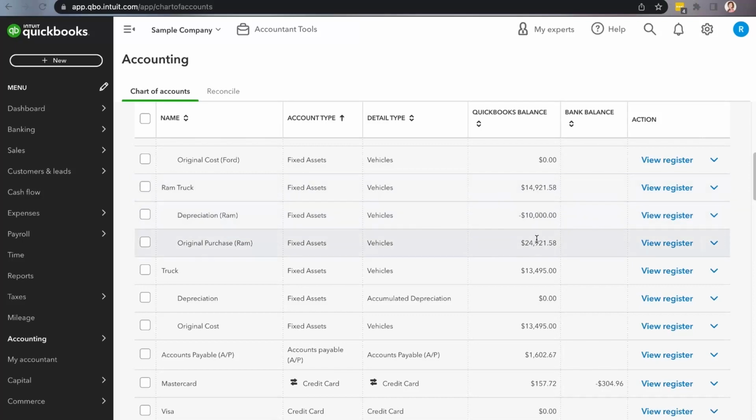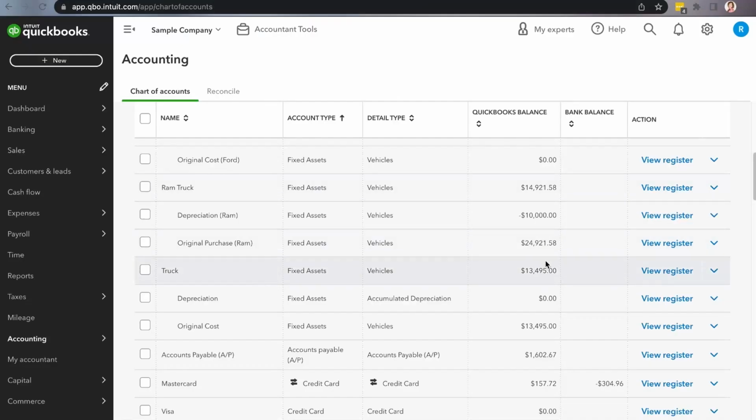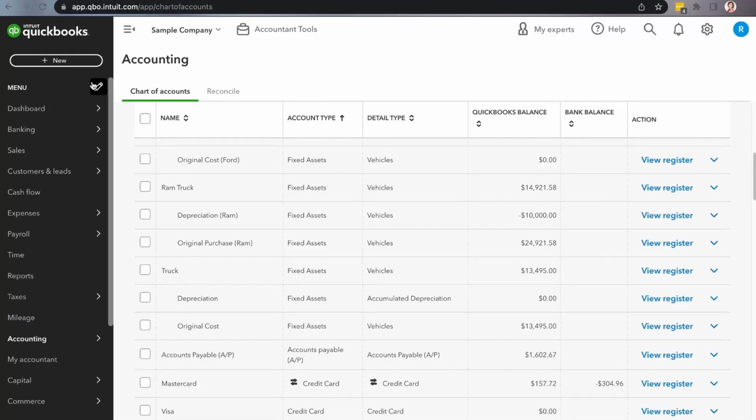And you'll notice that these dollar amounts are going to match exactly what I have on my spreadsheet here. That's the purchase price. This is the depreciation. That is what you see here in QuickBooks, right? And that $14,000 is going to be what you see here under the original purchase minus depreciation book value. So you see I'm matching numbers. You want to make sure you always have a check and balance when you're doing your data entry.